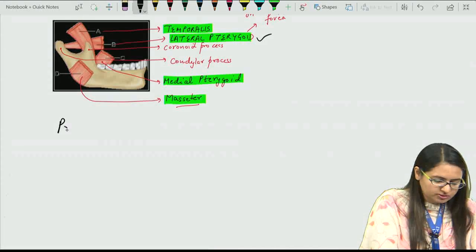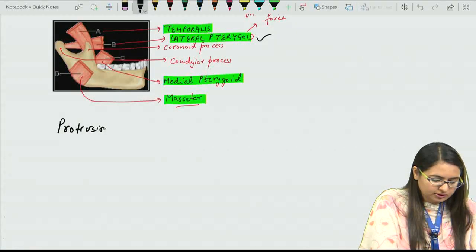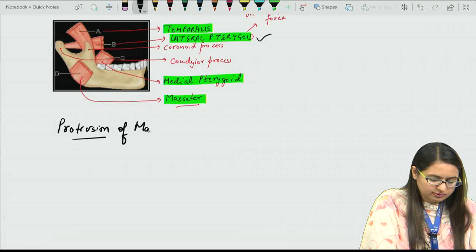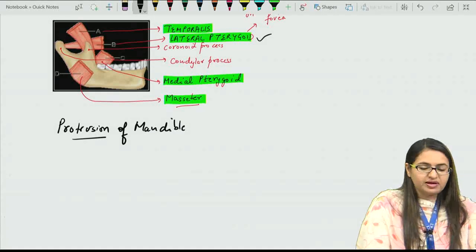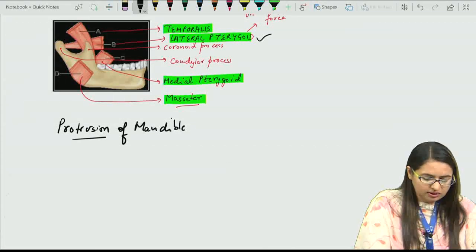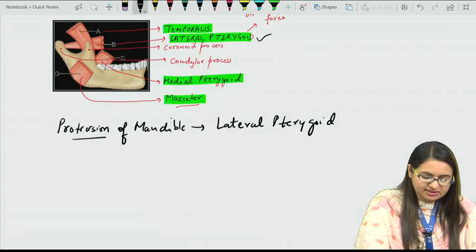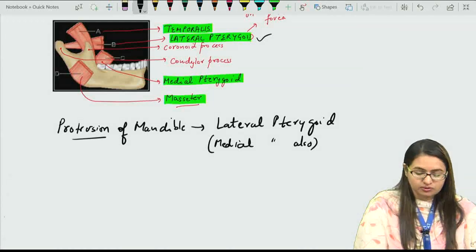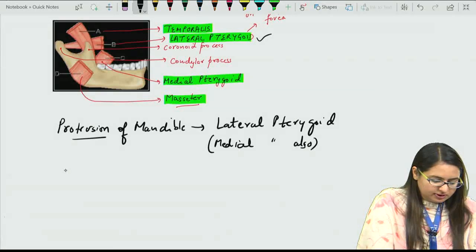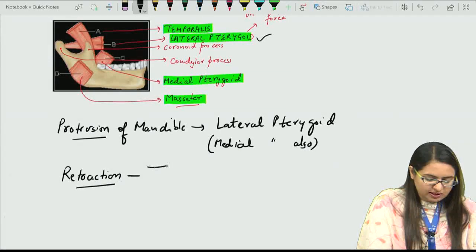If we talk about the protrusion of the mandible, all these movements are by the muscles of mastication and they are acting on the temporomandibular joint. In this, mainly it is by the lateral pterygoid and it is assisted by the medial pterygoid also. Then we have retraction. The retraction of the mandible is by the temporalis muscle.